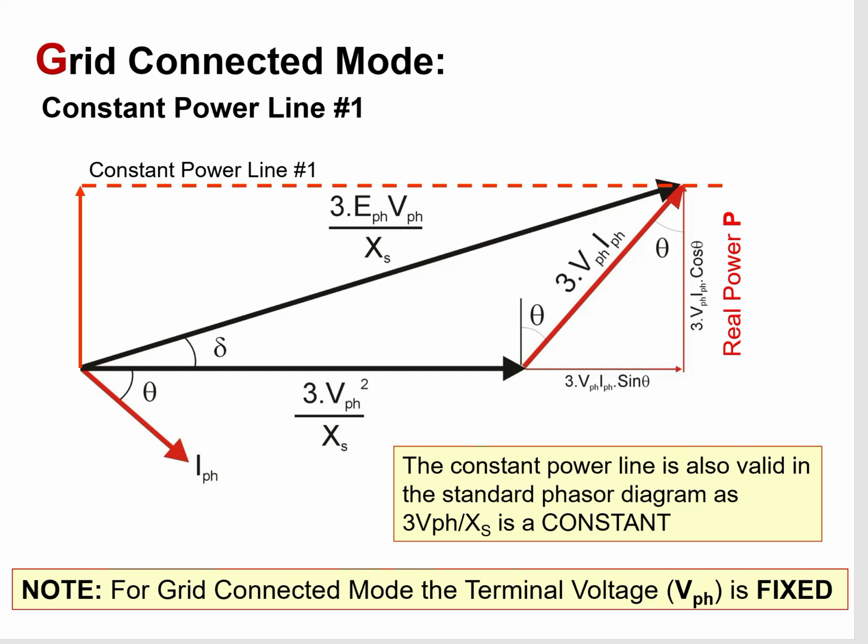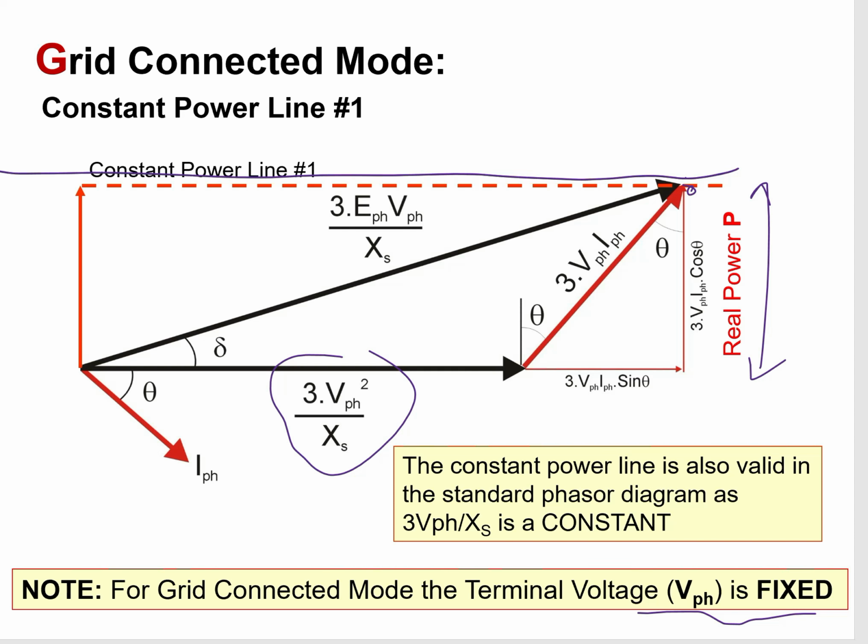Now let's take a look at what happens in the grid connected mode. Remember that for a constant power line, it is also valid in the standard phasor diagram, because the parameter 3 times V phase square over X is a constant. Because remember that for a grid connected mode, the terminal voltage is fixed. So the power, which is constant, is indicated by here. So this is the real power. This is the amount of the power. So this line over here shows us the constant power line.